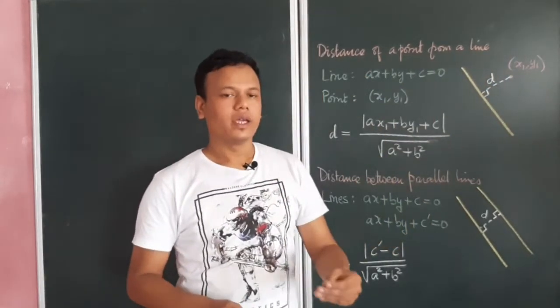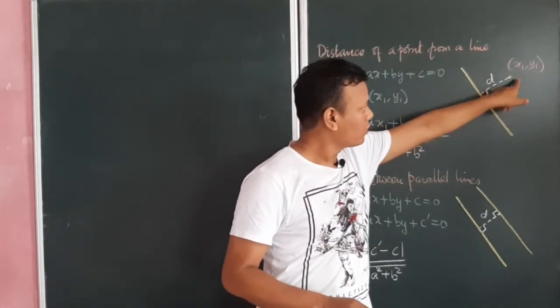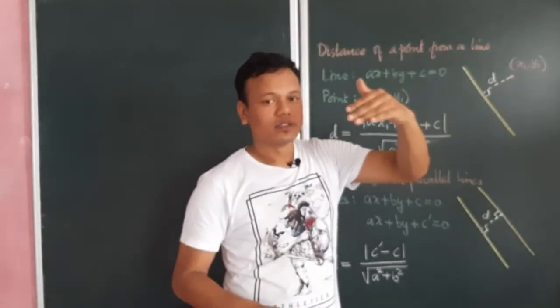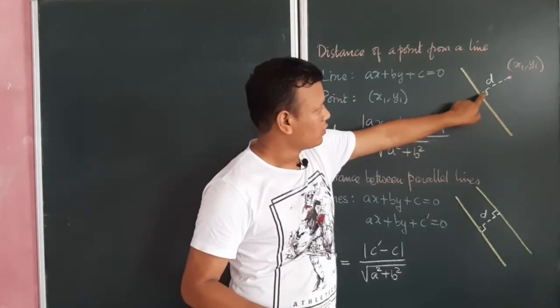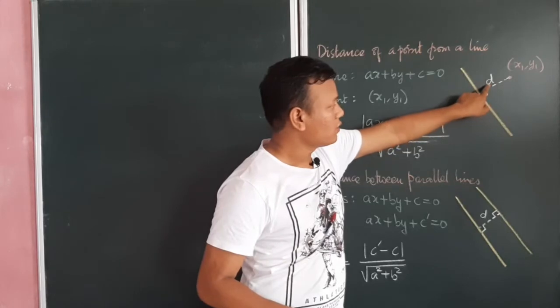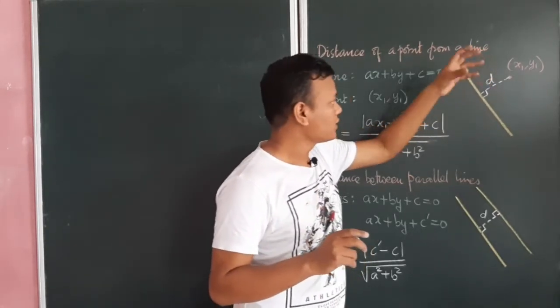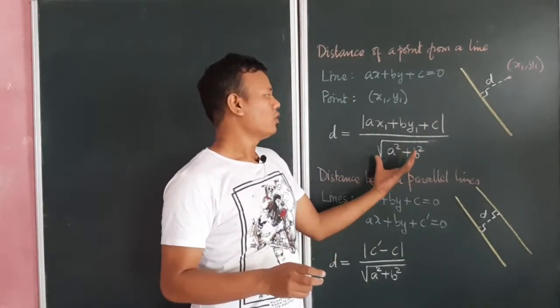Now if you want to find the distance between this line and this point, we are talking about perpendicular distance, remember. So this distance has to be perpendicular. If I represent this as small d, then this small d is calculated using this formula.